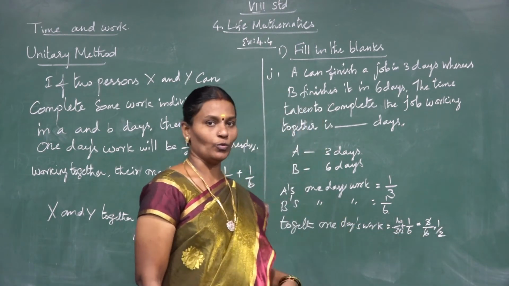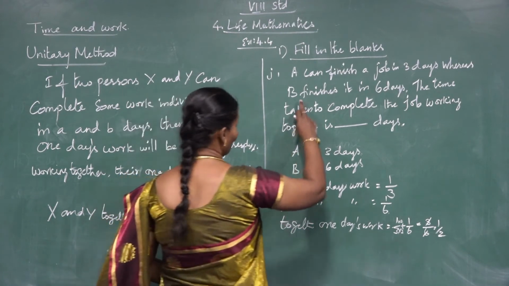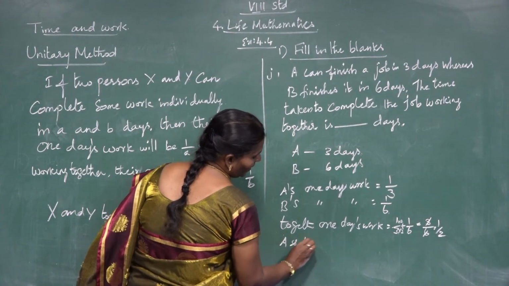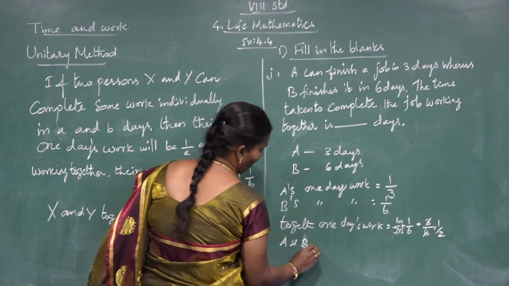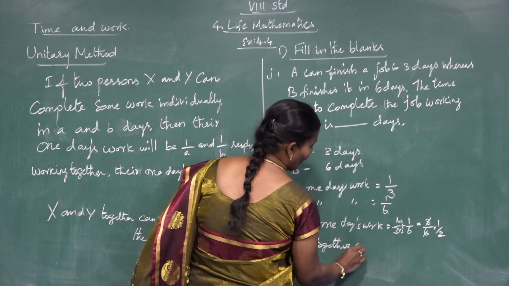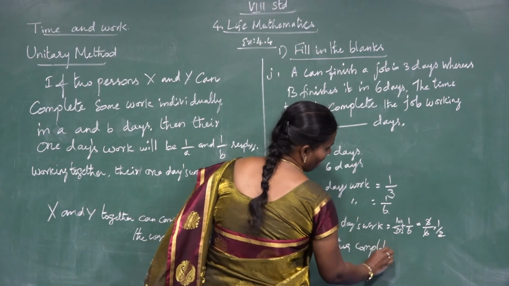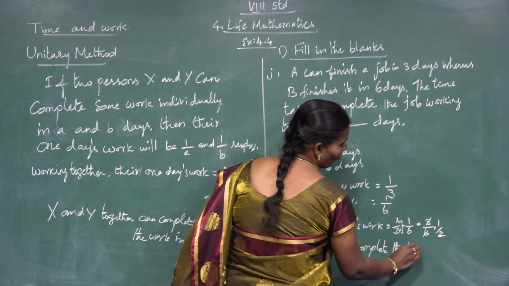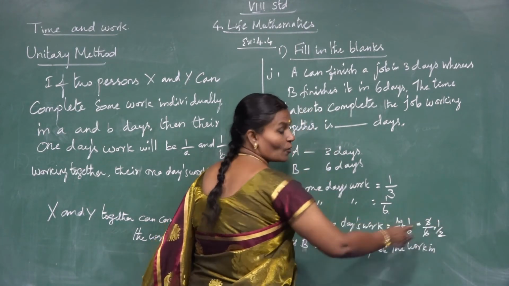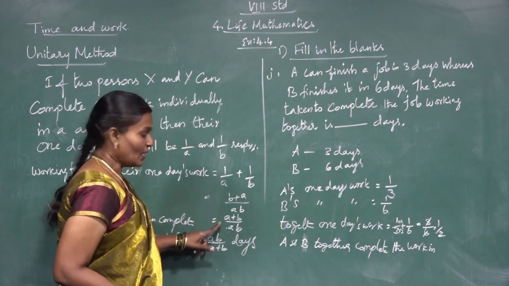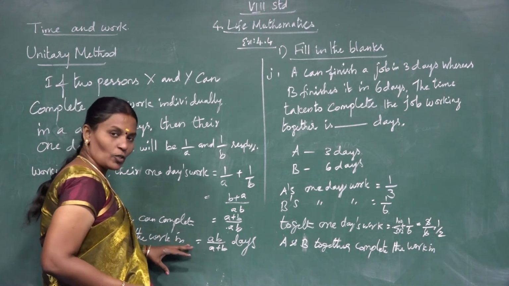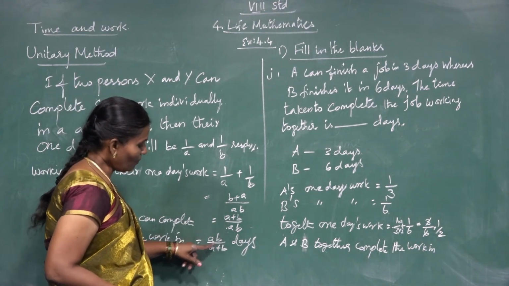Okay, now we are going to find out, they are working together, that means A and B together complete the work in how many days? We have to write in the reciprocal. See, A plus B by AB means that here X and Y persons complete the work together, that is in the reciprocal. So AB by A plus B.